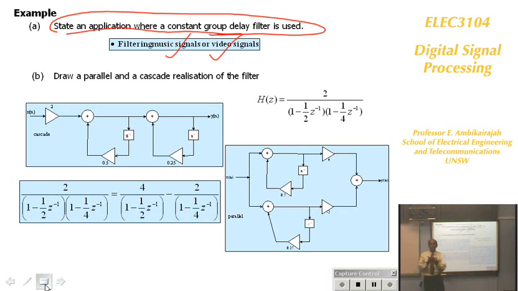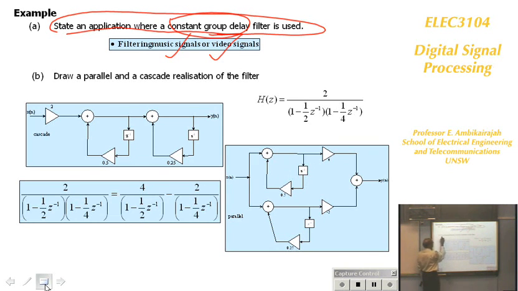Music signals actually depend on the harmonics, and if the harmonics arrive at the output of the filter at a different time, when you combine them together, you'll get distortion. So if it's a music signal or video signal, you want to make sure they are filtered using an FIR filter with a linear phase. Whereas speech signals can be filtered with any filters, because the ear is not sensitive to phase distortion. So you want to make sure constant group delay filters are used for these two.